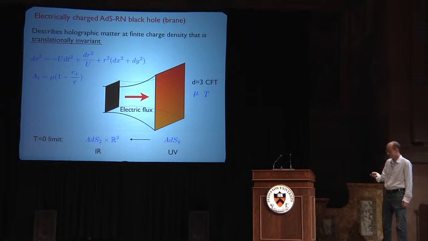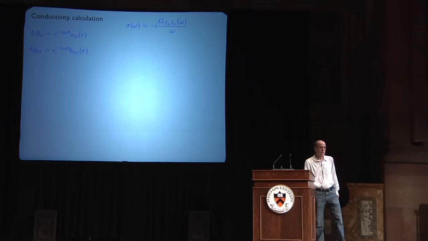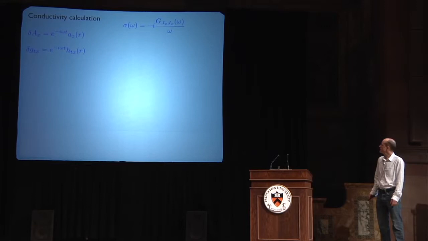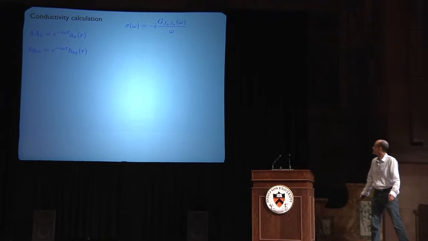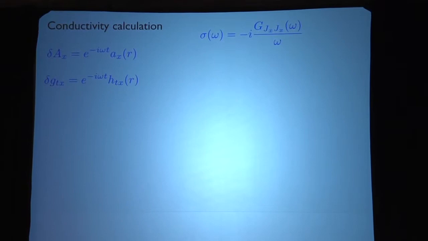I'm going to be interested in the electric and more generally the thermoelectric conductivity in a holographic context. So let's begin by thinking about the conductivity of this system. There's this Kubo formula which says the electric conductivity, the AC or optical electrical conductivity, is given by this two-point function of the current correlator, divided by omega and multiplied by minus i. And it's now a standard calculation how to calculate these two-point functions.